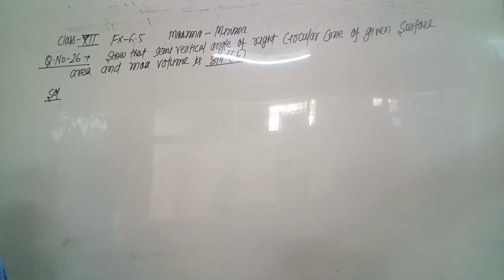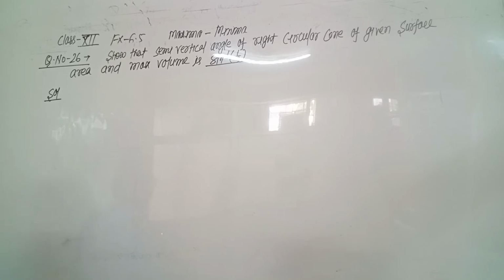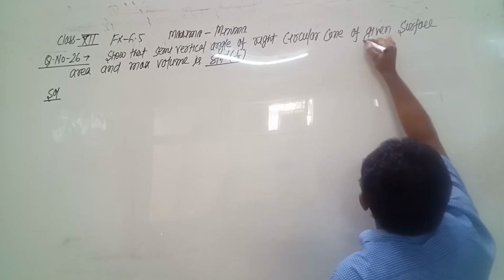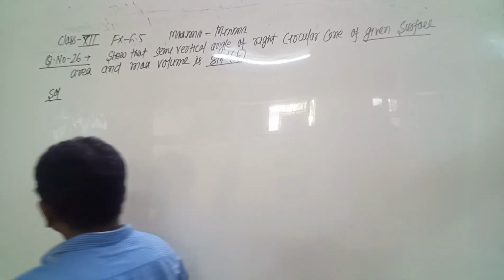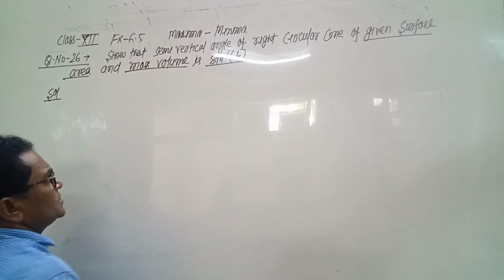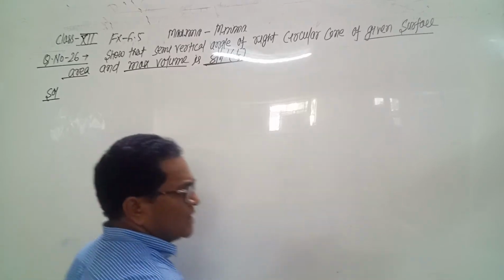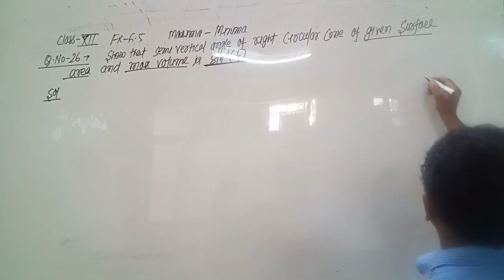In this video, we continue with maxima and minima, exercise 6.5, question number 26. Show that the semi-vertical angle of a right circular cone of given surface area and maximum volume is sine inverse 1/3. In this question, the surface area is given, and we have to prove that the volume is maximum and that the semi-vertical angle is sine inverse 1/3.